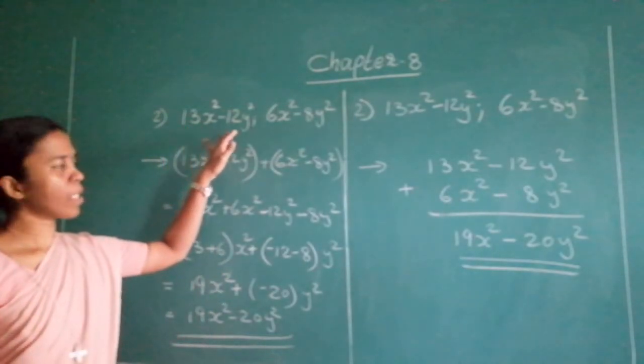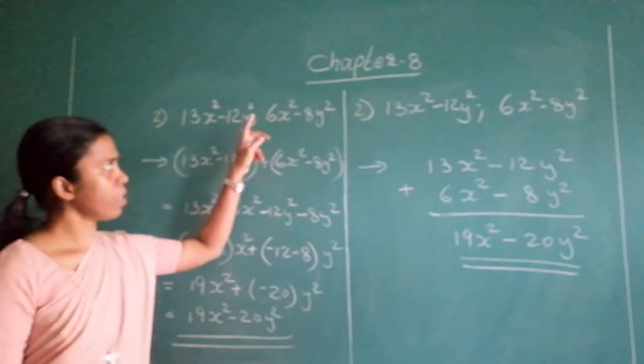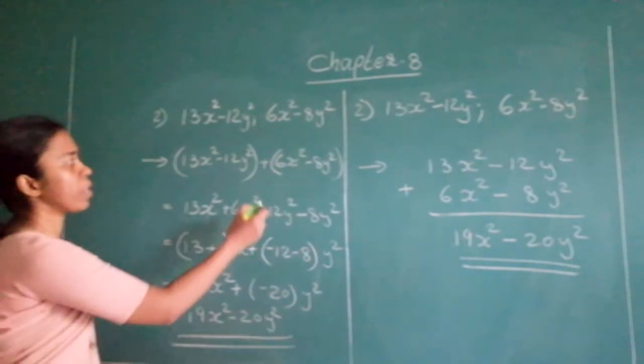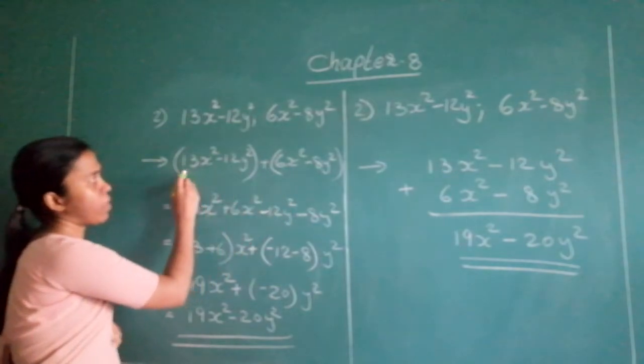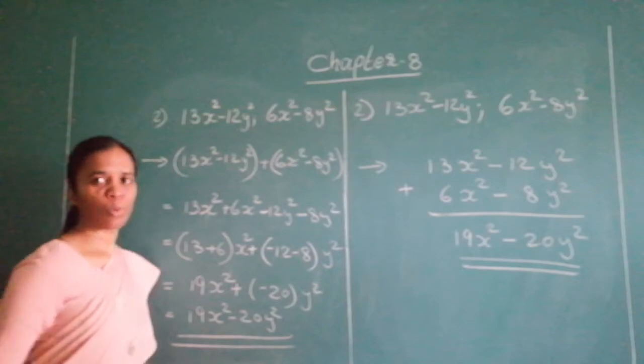13x square minus 12y square. This is the first binomial. Add 6x square minus 8y square. Second binomial. So I put the addition sign and put the binomials in their brackets. So I have (13x square minus 12y square) plus (6x square minus 8y square).